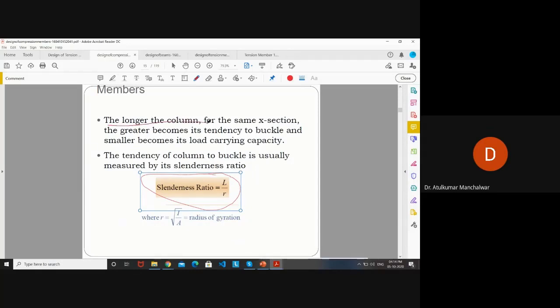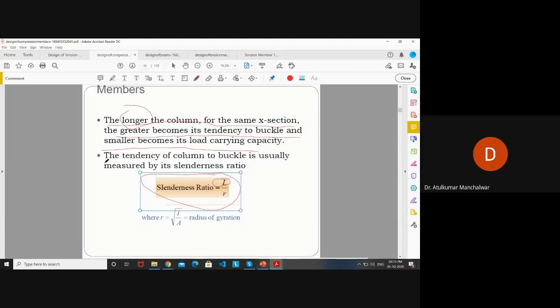For the same cross section, the longer the column, the greater its tendency to buckle and the smaller its load carrying capacity. If your length is large, there are more chances of buckling and smaller load carrying capacity. So your length should be restricted. How is it restricted? A provision is given by the slenderness ratio.